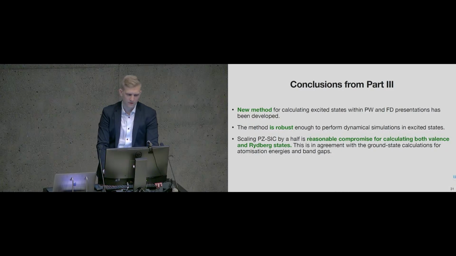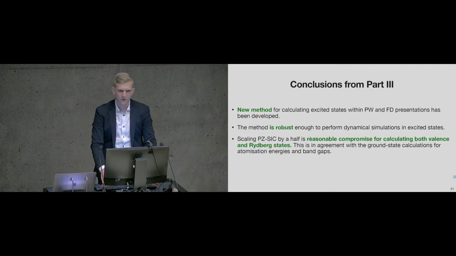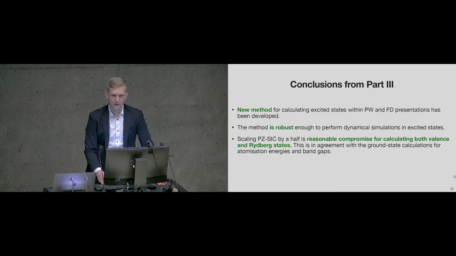And this is the conclusion from part 3. So we developed a new method for calculating excited states within plane waves and finite difference basis sets. This method is robust, and I think we can now perform the dynamics of excited states. And we also assessed Perdew-Zunger self-interaction correction on both valence and Rydberg states, and it seems that half-SIC provides a reasonable compromise for both. And this is in agreement with the ground state calculation, where we know that we need a half-SIC in order to describe accurately atomization energies and also band gaps.